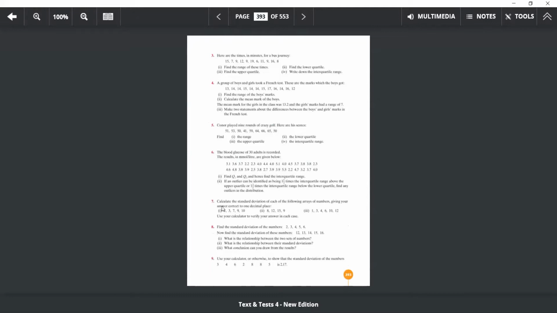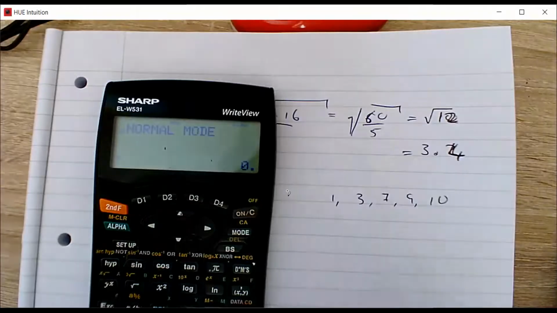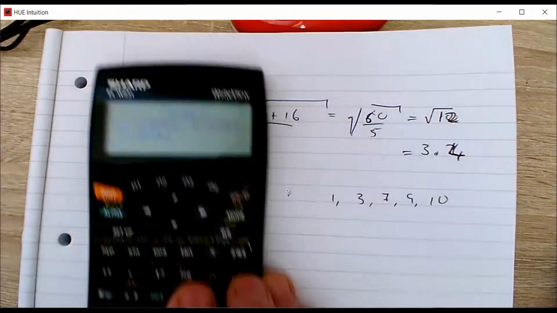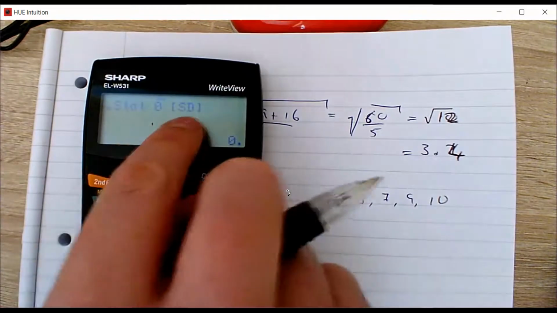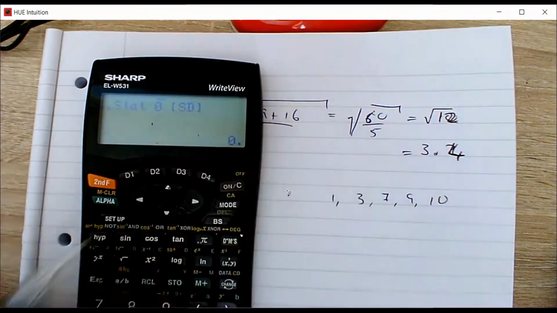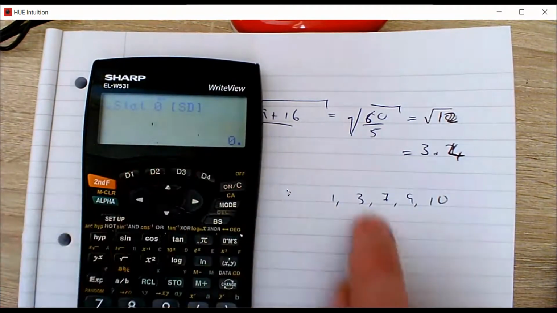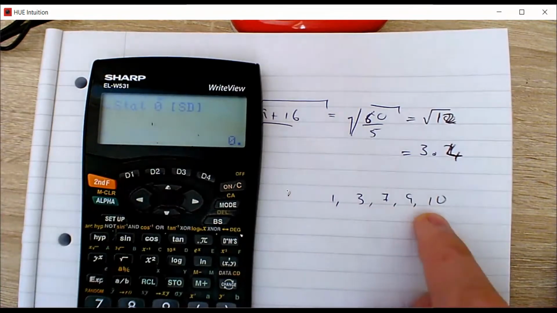So to come back to the Sharp calculator for this data set for question 7 here, we're going to say, first of all, what mode do I want to go into? So choose mode, option 1, statistics, and then option 0. The standard deviation of a set of numbers is what you're interested in. So how do you enter these 5 data points into your calculator?